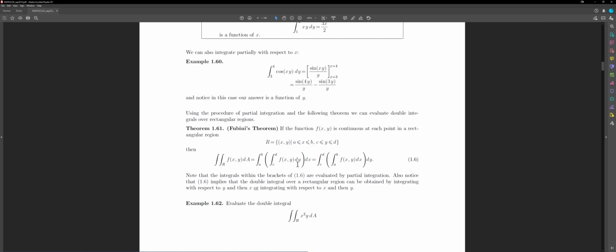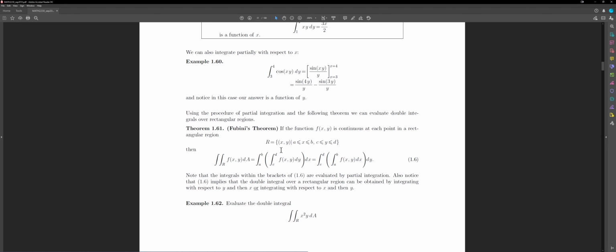Notice that I integrated with respect to y first and then with respect to x. In the case of a rectangular region, you can actually integrate with respect to x first and then with respect to y. You want to make sure that you keep track of your limits though. When you're integrating with respect to y, you need y limits, and the y limits come from the c and the d over here. The lower y limit is c and the upper y limit is d. And for the x integration, the limits are the a and the b.